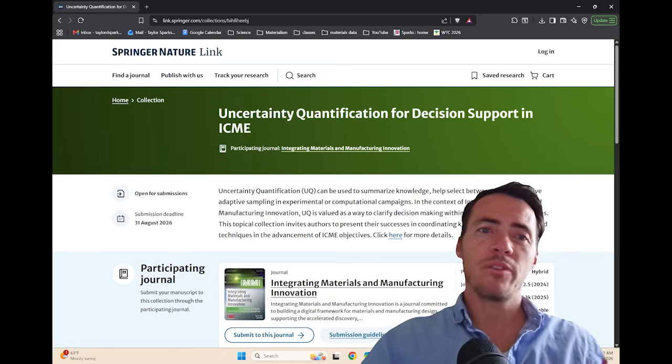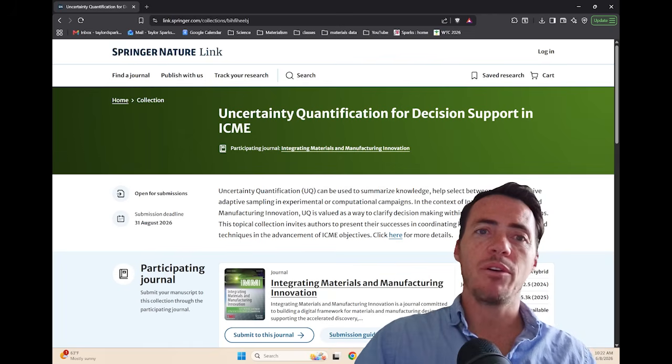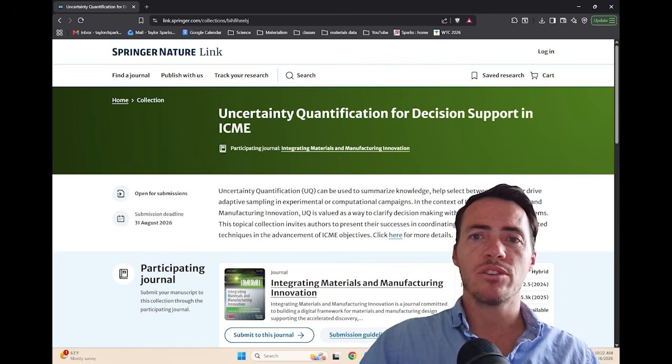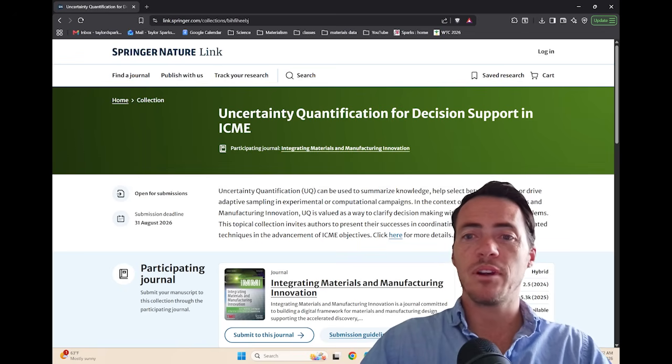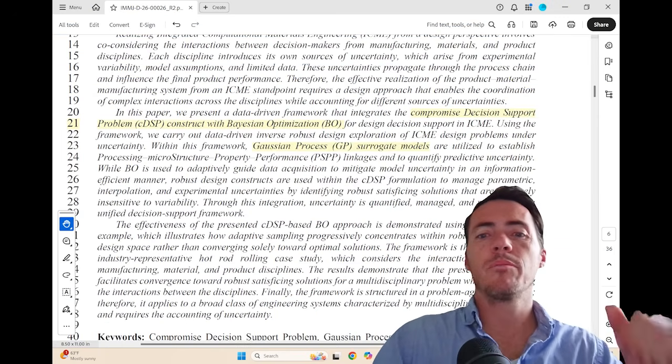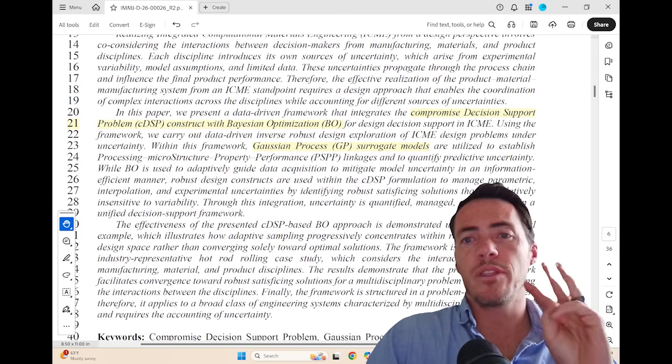Now, this paper is part of a topical collection that we have happening right now at IMMI about uncertainty quantification for decision support in ICME. So not surprising that the topic of this paper deals with uncertainty in the ICME process then. In this paper, they are going to do something clever to deal with uncertainty. They're going to combine three things together.